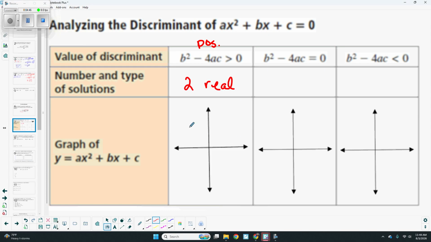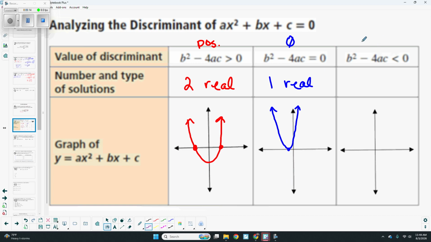And what that would look like here, it would be crossing the x-axis twice, when we get 2 real solutions with a positive discriminant. When it's equal to 0, we're going to only have 1 real solution. When it's equal to 0, it just grazes it, just touches it the once, doesn't go through it twice like this one did. So that's what the graph would look like when there's only one real solution.